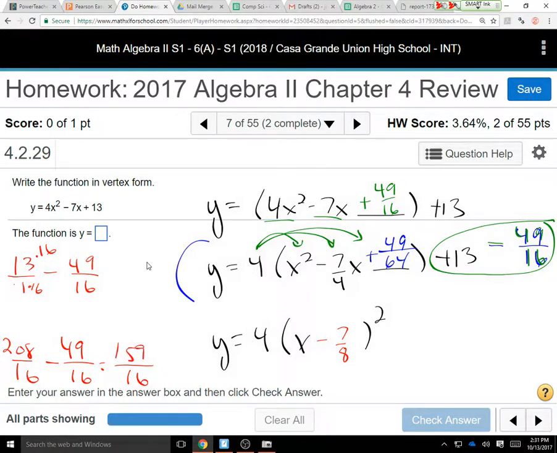Now, can that be simplified? Let's see here. I can't divide it by 2. Can I divide 159 by 4? No, obviously not. Can I divide it by 8? Because 2 8s make 16, right? Nope, so leave it alone. So this will be positive 159/16. Can I divide 159 by 16? Nope. So there it is.